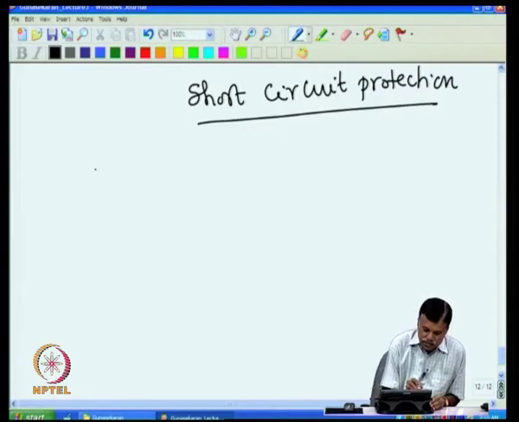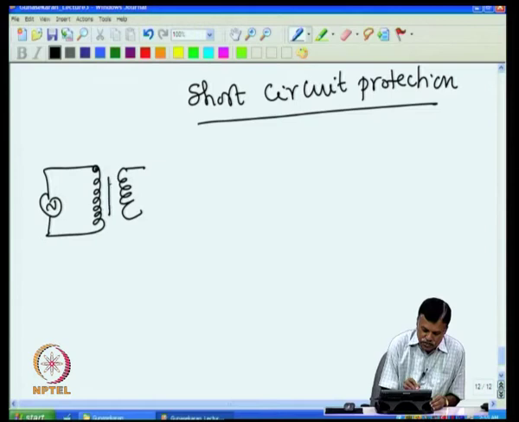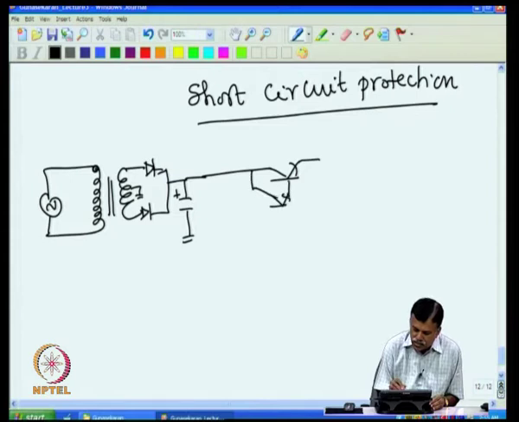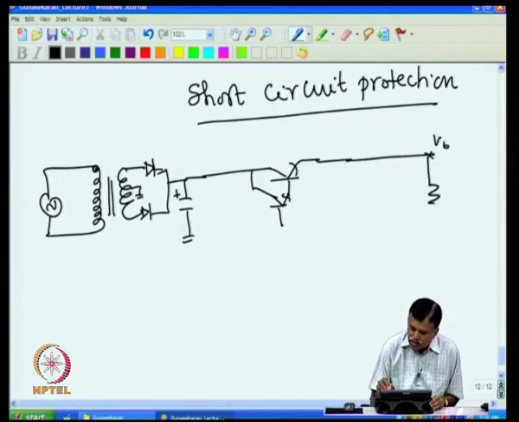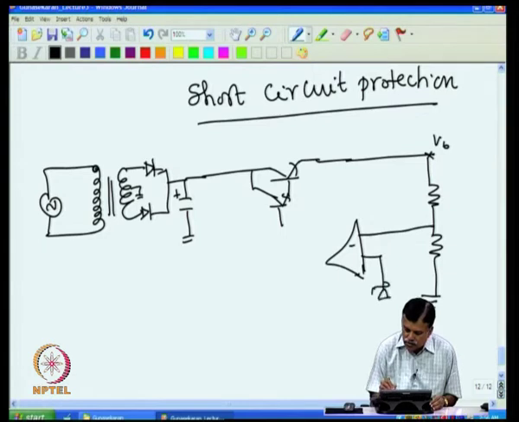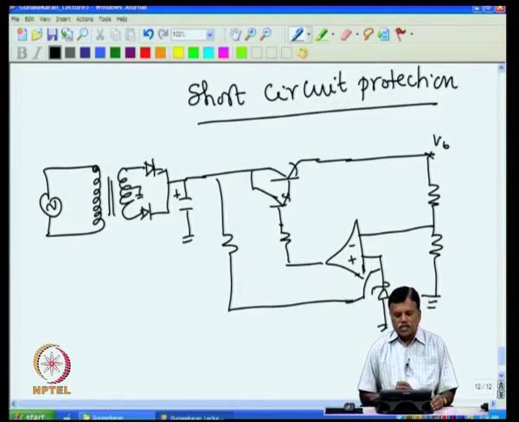Now, let us see the circuit that we have discussed so far, the regulator circuit. We have the input AC, and through this step down transformer it is rectified into DC. The unregulated DC is obtained here, and that is regulated through the use of a transistor, the series pass transistor, as it is called. Then the output voltage is fed back to the operational amplifier. The op-amp gives the output, and this point is given as feedback. This is the regulator circuit that we have seen so far.